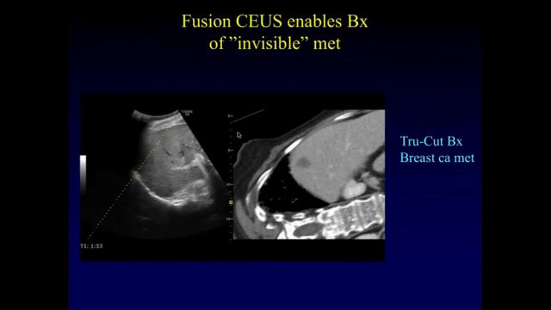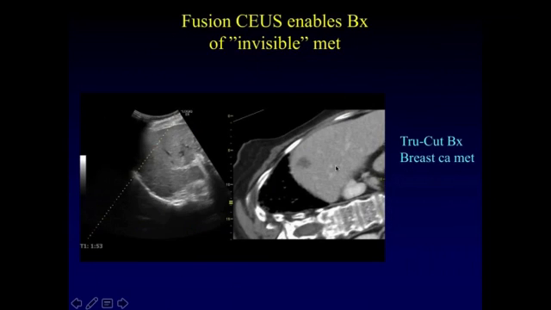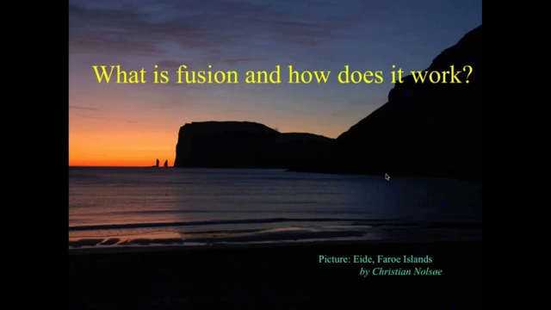And because you know it's there, we were able to do a guided biopsy, and actually it came out it was a breast cancer metastasis. And since this patient had 2 cancers, this biopsy answer was very important, so she could receive the correct chemotherapy.